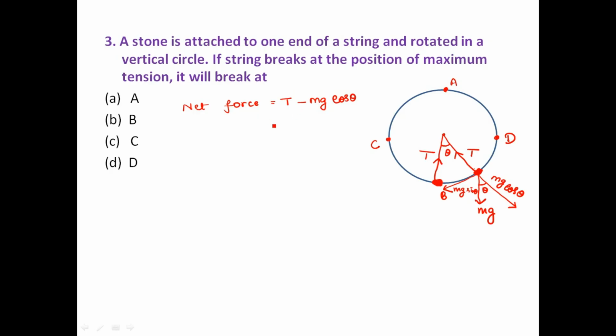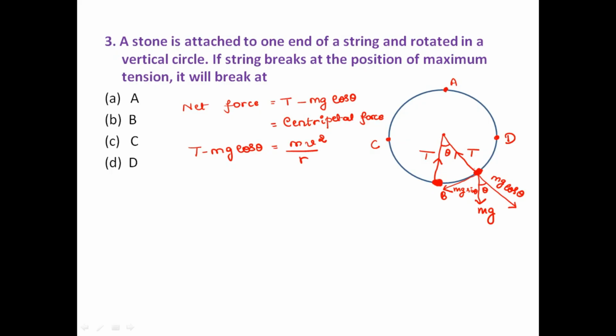This net force will be equal to the centripetal force. The force required for the stone to revolve in a circular path is provided by the centripetal force. I can write T minus mg cos theta as equal to mv square by r.